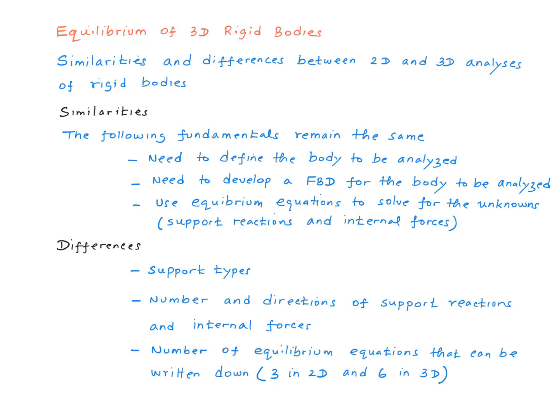So what are the differences? Well, support types are going to be different. The number and directions of support reactions and internal forces are going to be different. The number of equilibrium equations that we can write down is going to be different. It's 3 maximum in 2D, 6 maximum in 3D.